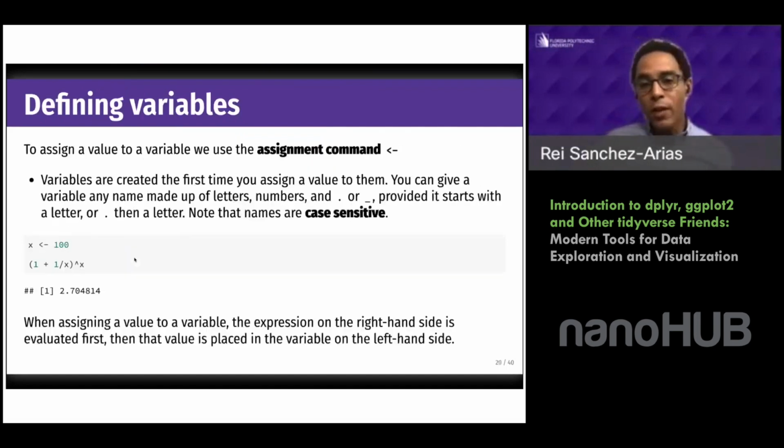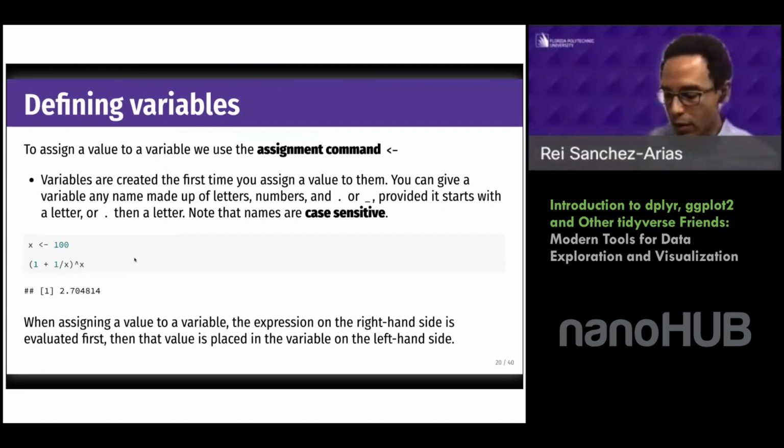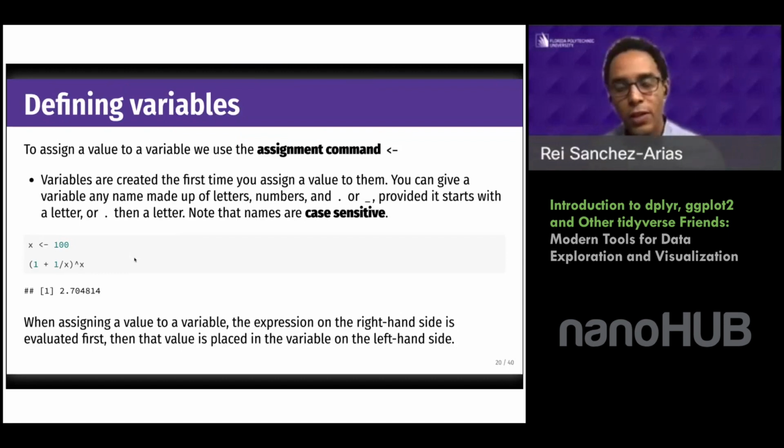When assigning a value to a variable, technically what happens is that the expression on the right-hand side is evaluated first, and then that value is placed in the variable on the left-hand side. Of course, there are many architectural or programming concepts that we can discuss, but as I said, we only have an hour and 15 or so to talk. But I'm more than happy to talk more about it offline.